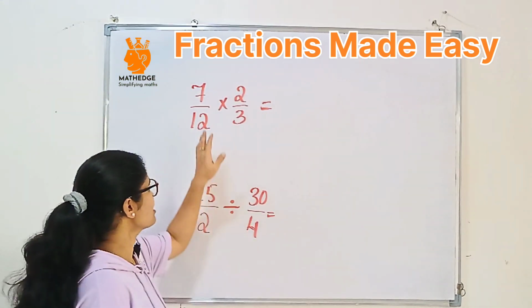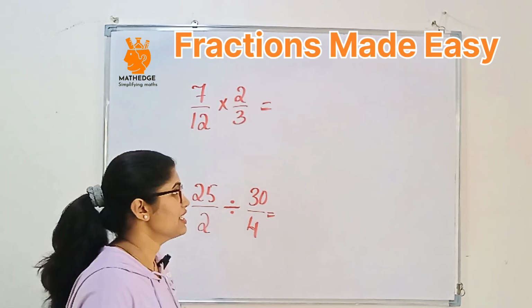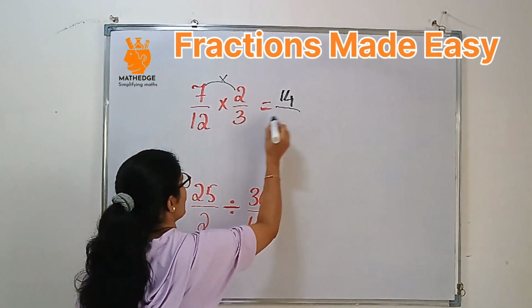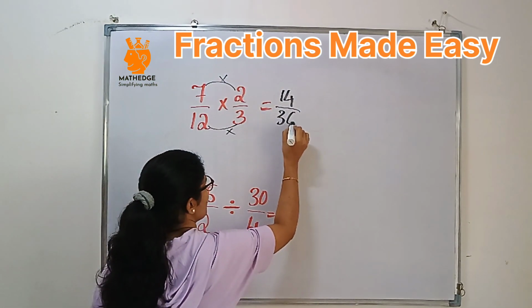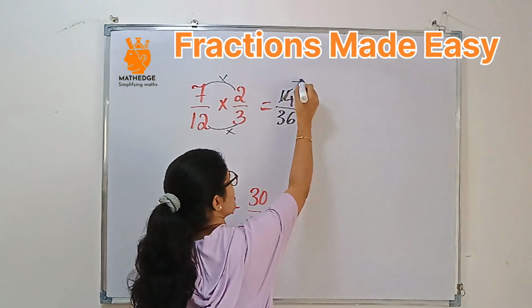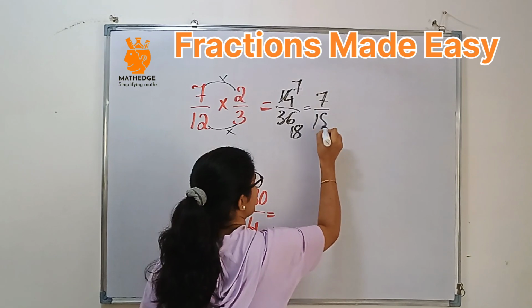So let's consider 7 over 12 into 2 over 3. You just multiply across numerator and denominator. See, 7 2s are 14, and 12 3s are 36. If it comes under the same table, you cancel it. See, 2 7s are 14, 2 18s are 36. So 7 over 18 is the answer.